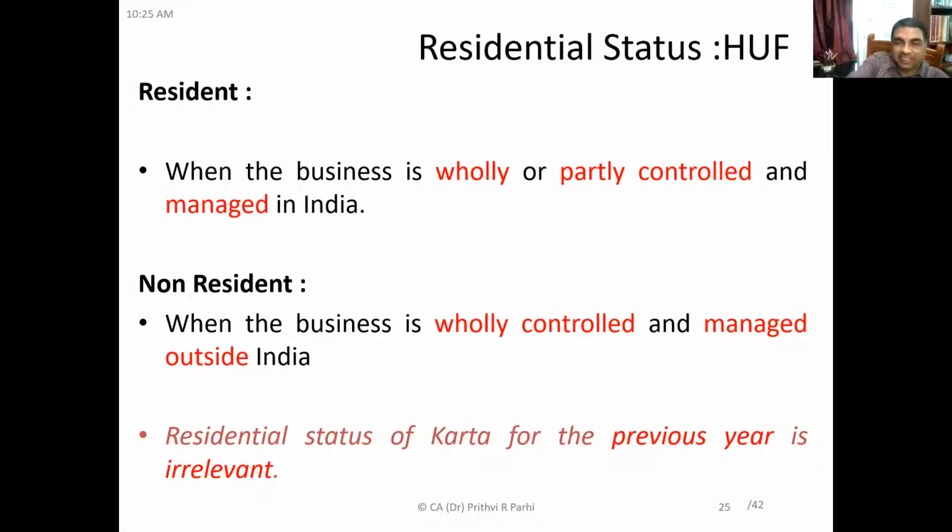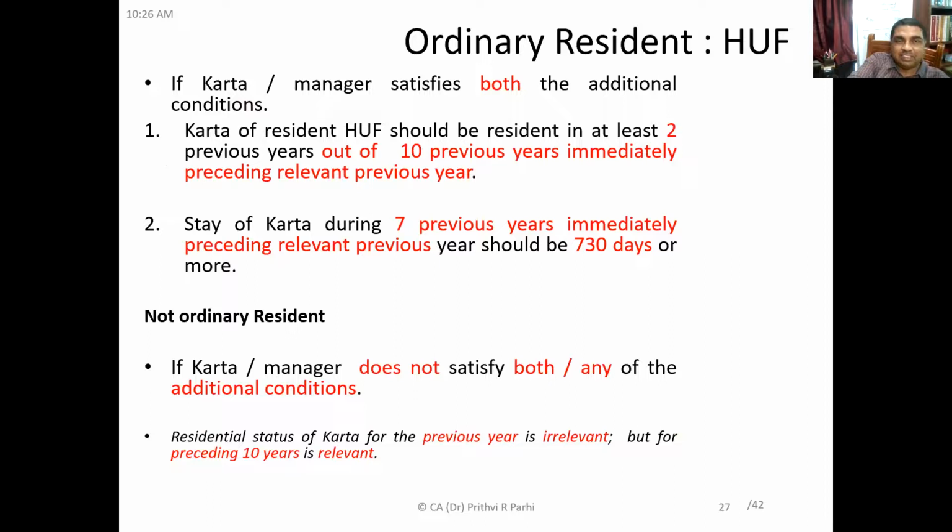Now, once it is resident, then we have to apply the additional conditions to know whether it is ordinarily resident or not. And what are the additional conditions? You are already familiar with that. Here, the residential status of Karta becomes important, and the days of stay of Karta are important. Karta means the head of the HUF.